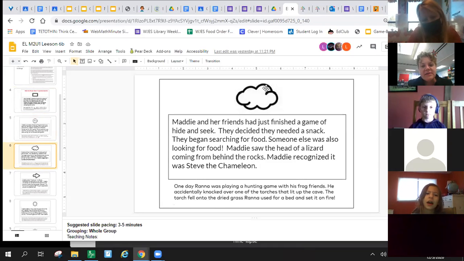Maddie and her friends, here's our next symbol. There's our cloud, symbolizing our problem, right? Maddie and her friends had just finished a game of hide and seek. They decided they needed a snack. They began searching for food. Someone else was also looking for food. Maddie saw the head of a lizard coming from behind the rocks. Maddie recognized it was Steve the chameleon. Okay, so here's where we have our problem.